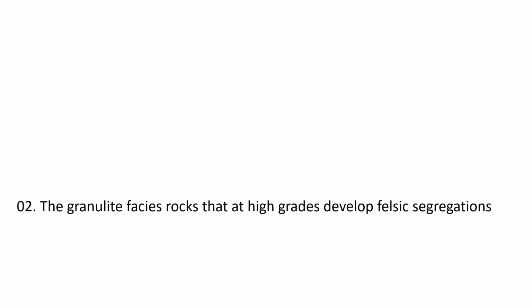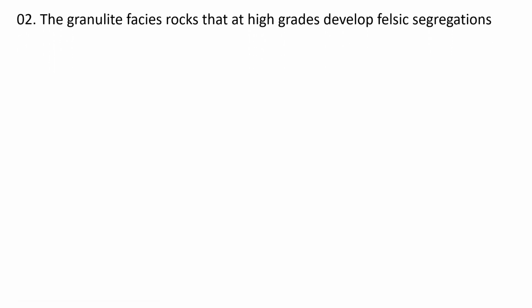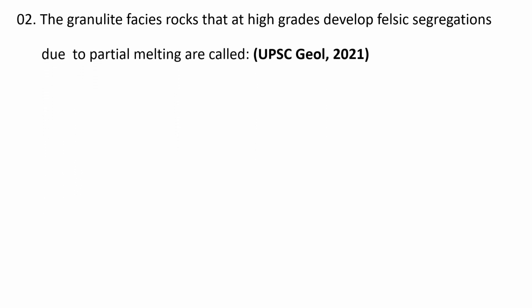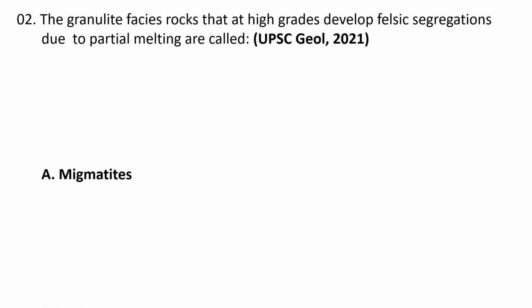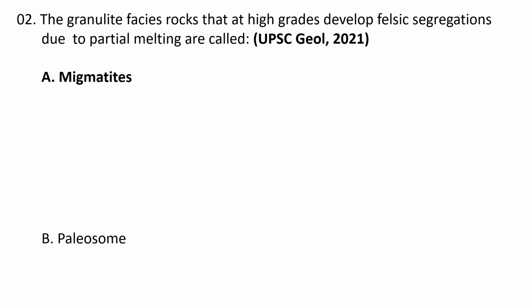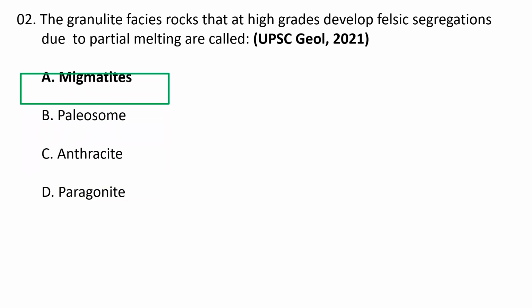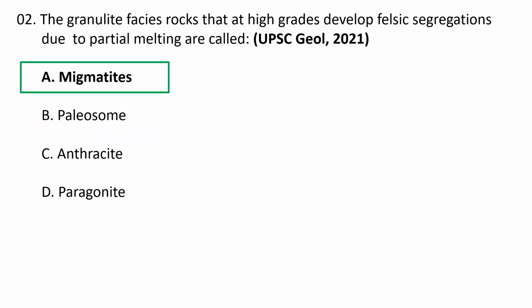Coming to the second question, the granulite facies rocks that at high grades develop felsic segregations due to partial melting are called: A, pegmatites; B, paleozoic; C, anthracite; and D, parabolic. The correct answer is A, pegmatites. These are the granulite facies rocks that at high grades develop felsic segregations due to partial melting.